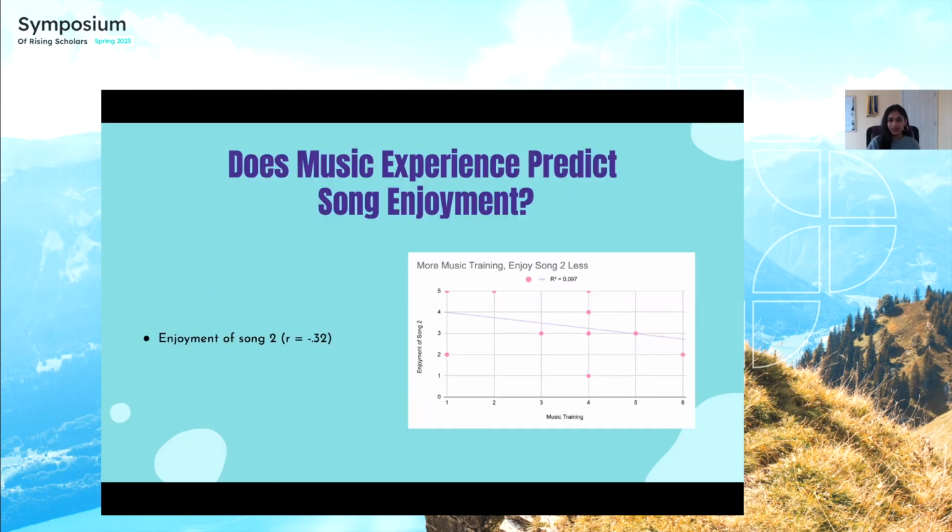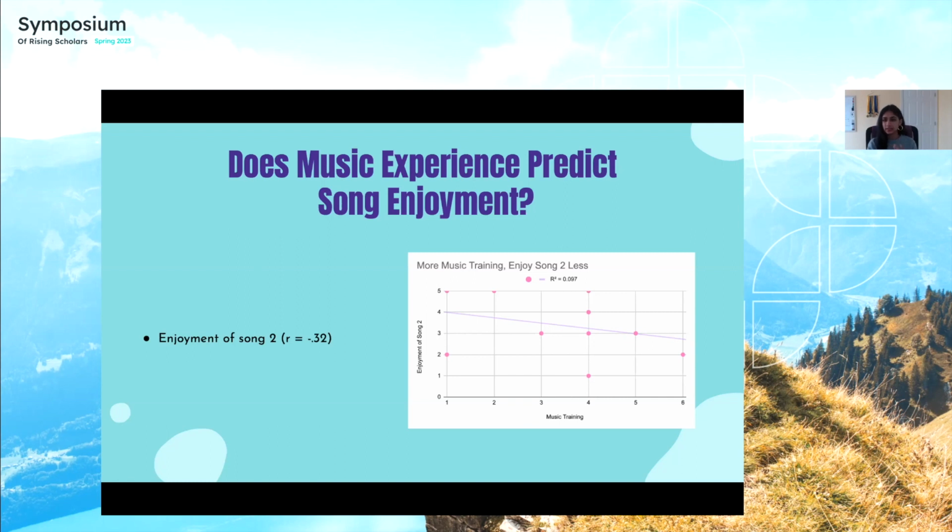But when I was doing the quantitative analysis, unfortunately, the more years of musical training participants had, the less they enjoyed song two. You can see here that I used something called an R value, which was introduced to me by my mentor. An R value is a correlation value. One is a complete correlation, and anything less than one would be less correlation. You can see that the R value was a lot smaller. So even though there wasn't much of a correlation, there still was a correlation, and that correlation was negative. As there was more music training, there was less enjoyment of song two.